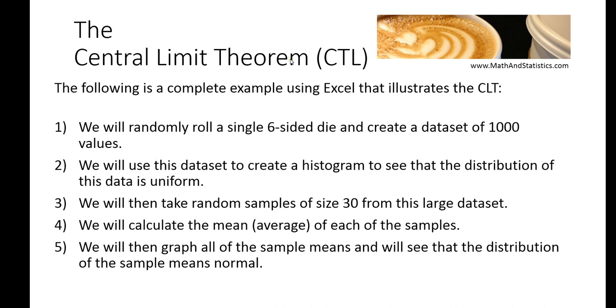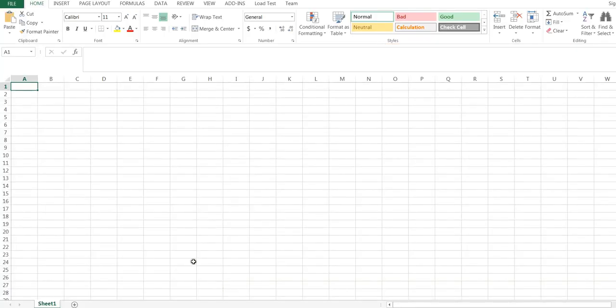And that's what the central limit theorem actually tells you. It tells you that no matter what your original data set distribution is, and in this case it's uniform, if you collect large samples repeatedly from that data set and you take the average of each of those individual samples and you graph all those averages, the distribution of the averages will be normally distributed. And that's pretty cool. So let's see what that looks like.